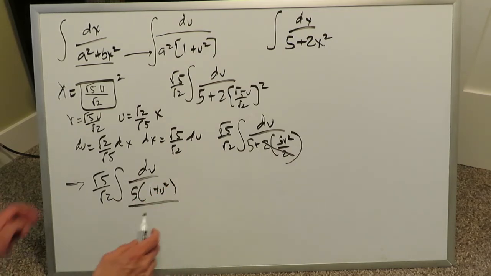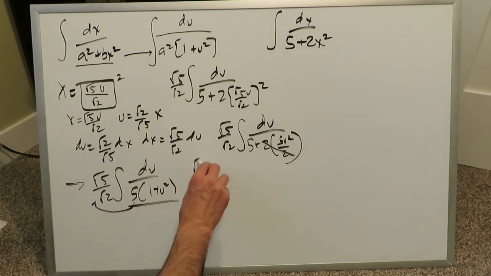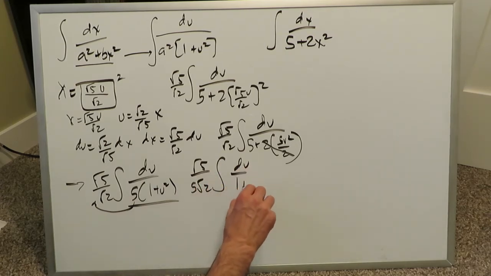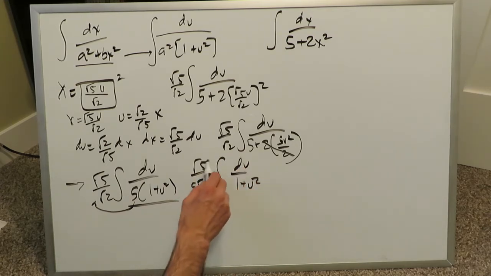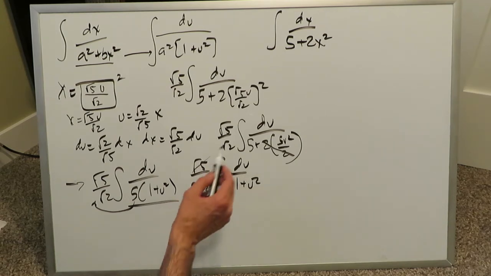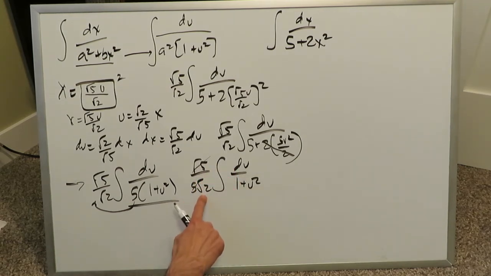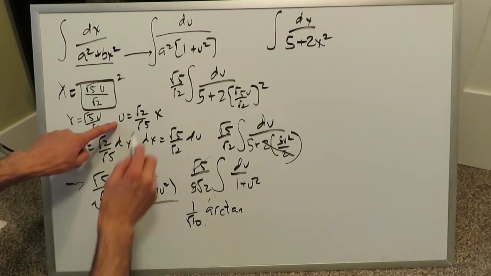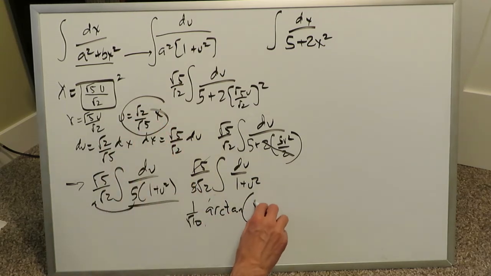Now we're seeing exactly over here what we wanted right here. Bring the 5 right out here. You'll have root 5 divided by 5 root 2 integral du over 1 plus u squared. You can simplify all of this. Root 5 goes in 5 root 5 times. That root 5 will multiply with this root 2. You'll get root 10. 1 over root 10 integral. Well, let's take this to completion actually. 1 over root 10 arctan u. But what was u? Right over here. Arctan root 2 over root 5 x plus c.